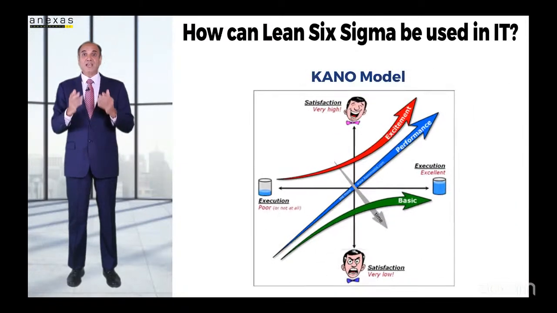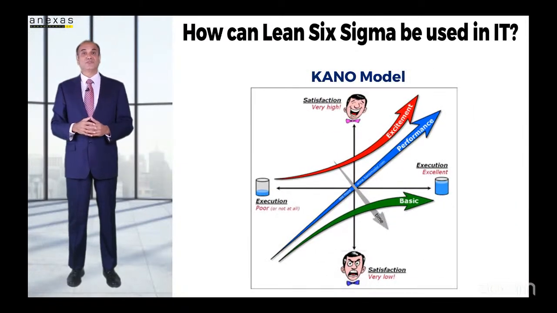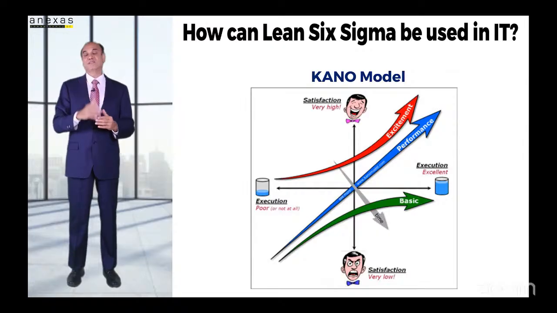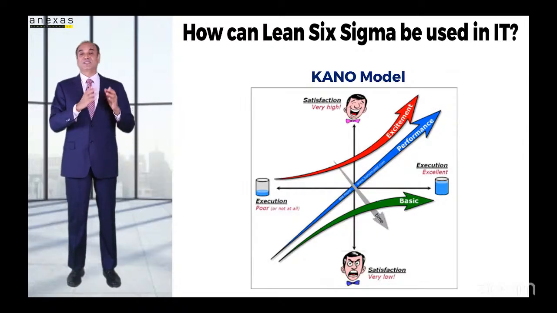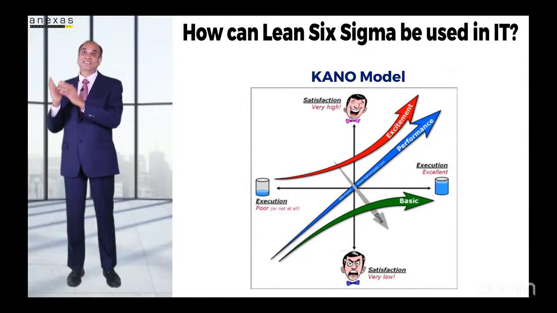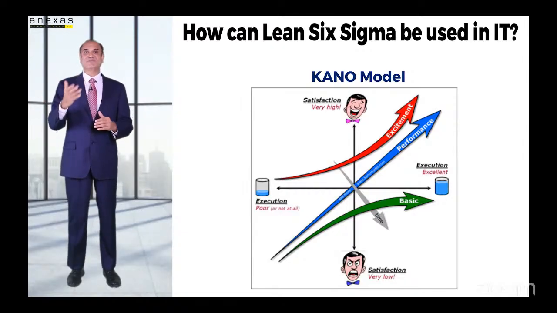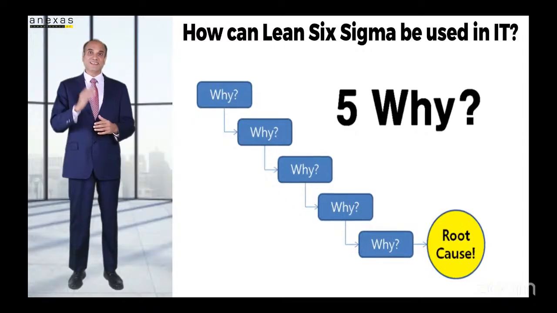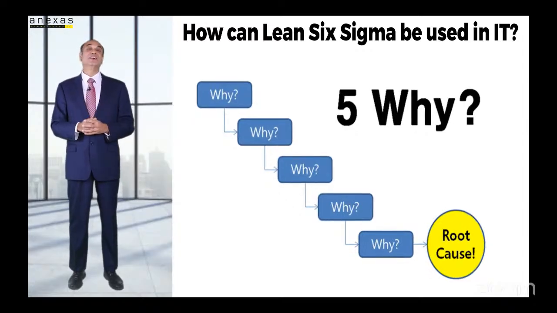improvement projects. The Kano model has been used to classify the customer requirements into must-haves, good-to-have, and nice-to-have, and that has also helped the voice of customer conversion to CTQ, the critical to quality characteristics, the important characteristic, what the customer is looking for. 5 whys has helped many organizations to get to the root causes of many issues.